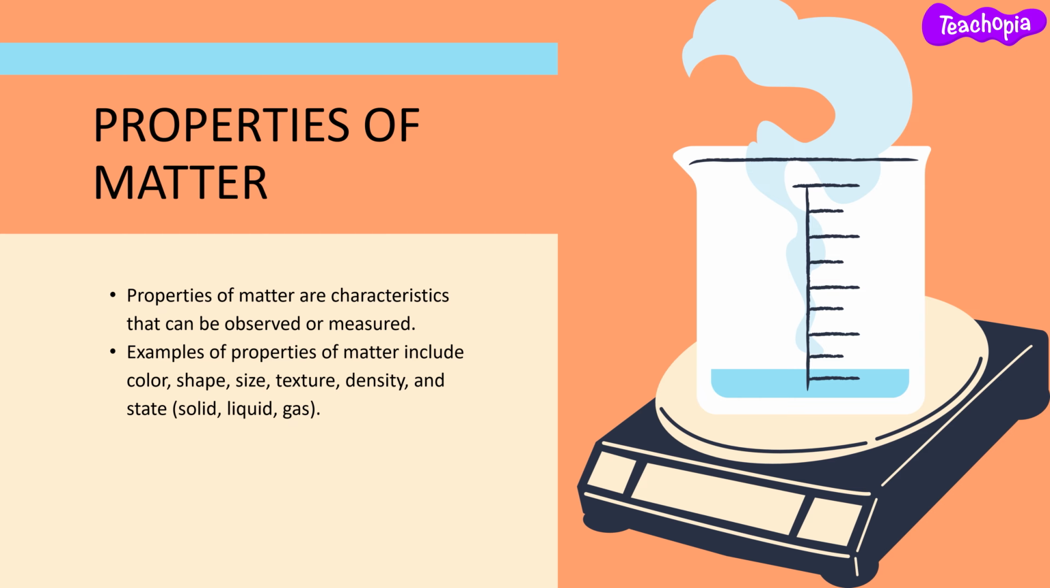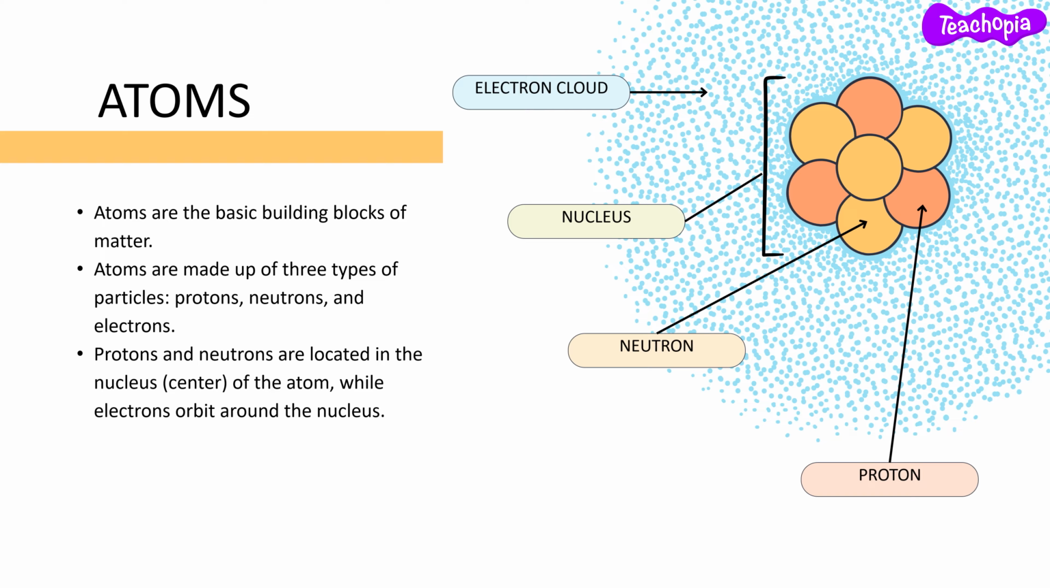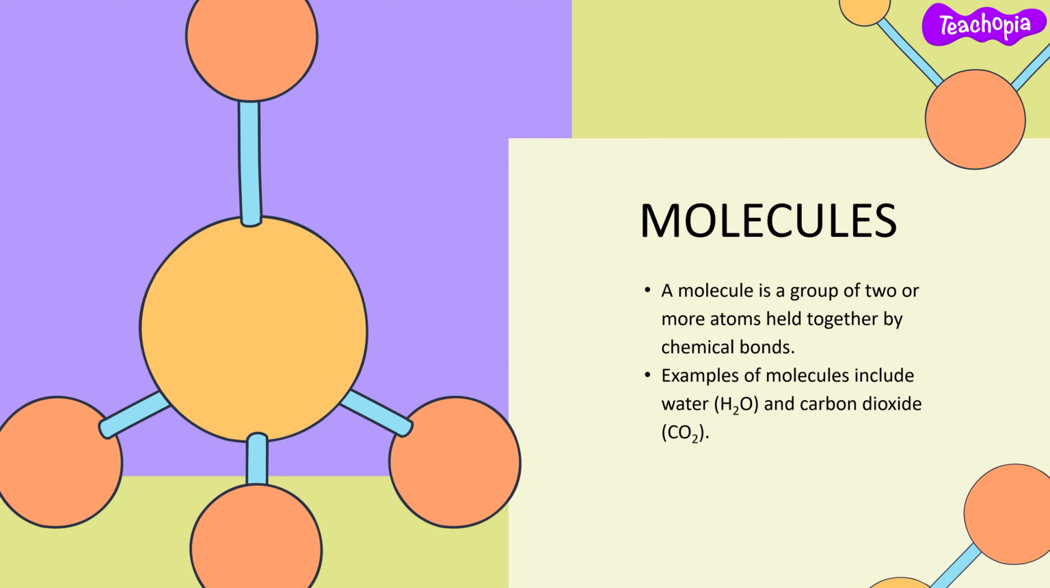Now, let's talk about atoms, which are the basic building blocks of matter. Atoms are made up of three types of particles: protons, neutrons, and electrons. Protons have a positive charge, neutrons have no charge, while electrons have a negative charge. Protons and neutrons are located in the nucleus, or the center of the atom, while electrons orbit the nucleus. This arrangement is what helps make up the elements that we learn about in class.